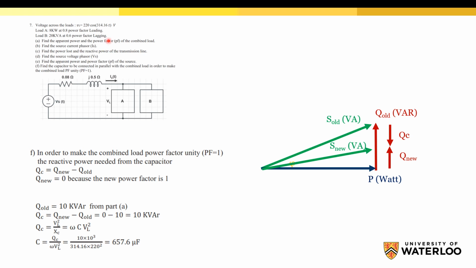Omega is given. The voltage is given. And QC here is calculated. It's the old reactive power. So the only unknown here is the capacitor, so we can calculate the capacitor.